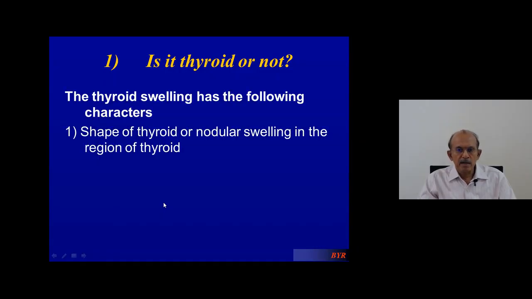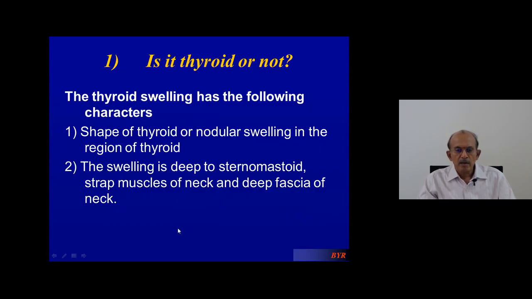This thyroid swelling has the following characters. The shape of the thyroid. So, the swelling will have the shape of the thyroid gland, or it may be like a nodular swelling in the region of the thyroid gland. The swelling is deep to the sternomastoid, strap muscles of the neck, and deep fascia of the neck. It moves on deglutition.